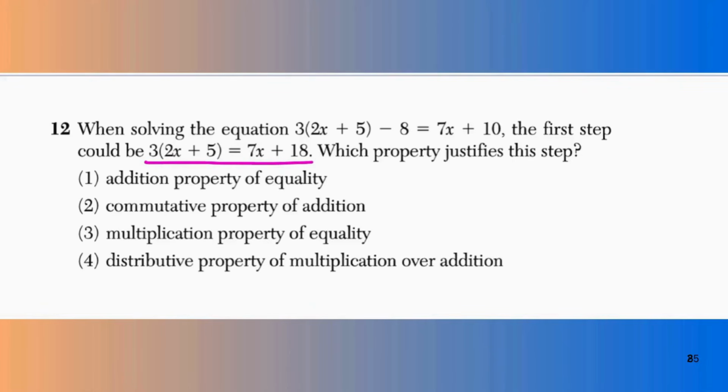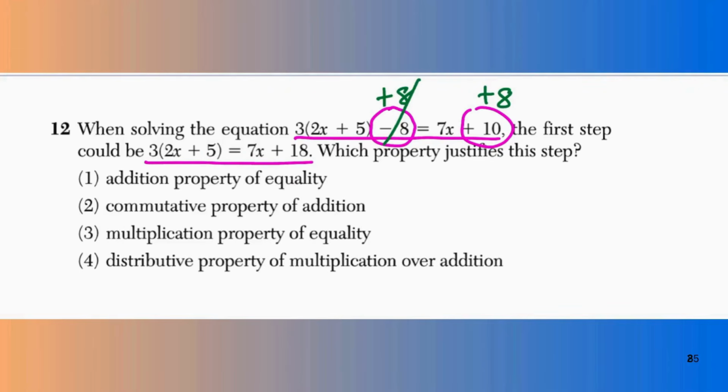All right, so let's look at this equation. What changed from the original to the second one? Well, it looks like that minus 8 is no longer on the left side, and that positive 10 became an 18. So how did that happen? That happened by adding 8 to both sides of the equation. 8 and negative 8 will give me 0, so it'll cancel out.